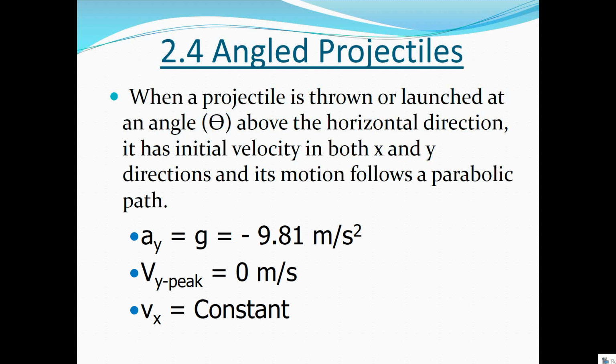There are a couple things that we go into these angled projectile problems with. The first is acceleration due to gravity, which is negative 9.8 meters per second squared. We know that when the projectile hits its peak, if it's launched at an angle, it's going to rise for some period before it gets to the top. When it hits its peak, it's going to have a vertical velocity of 0 meters per second. And finally, we know that in the horizontal direction, whatever velocity we begin with will be constant.